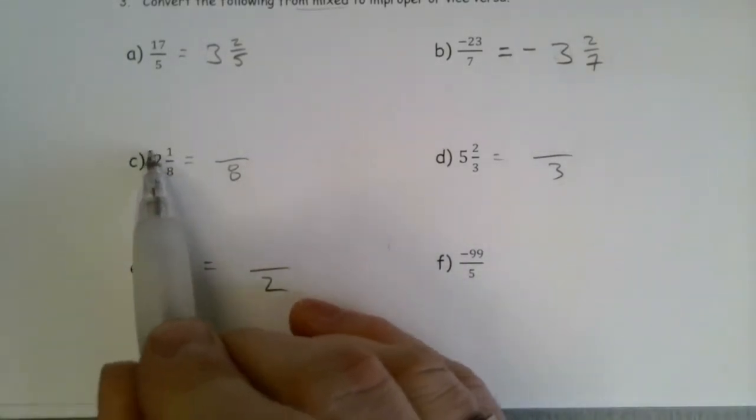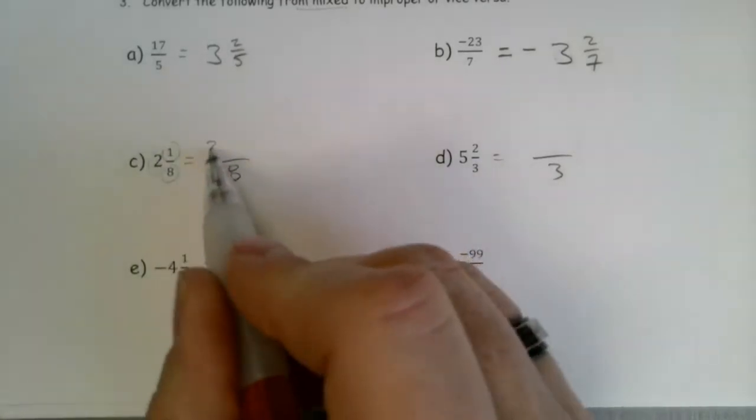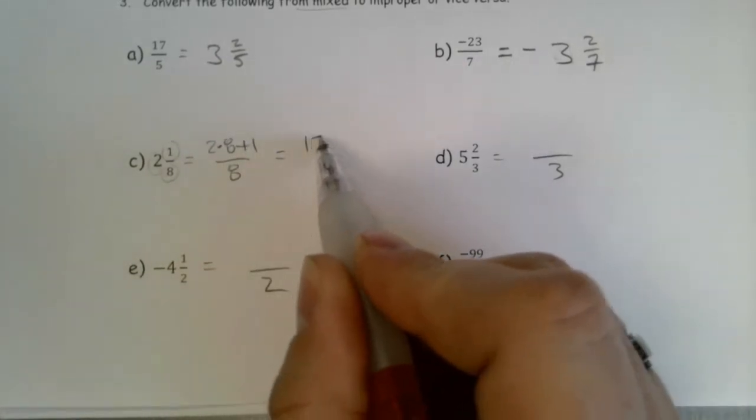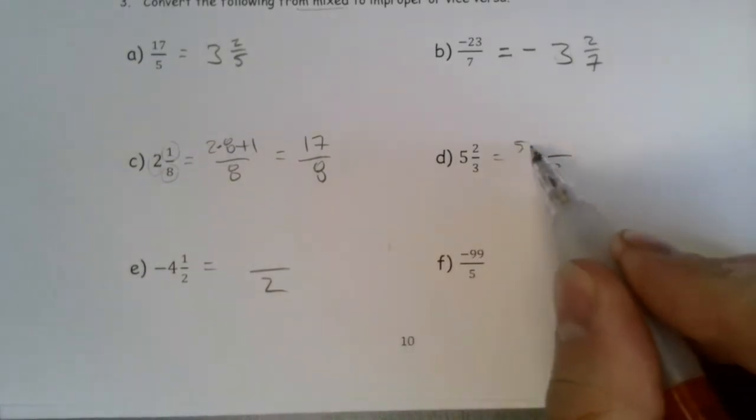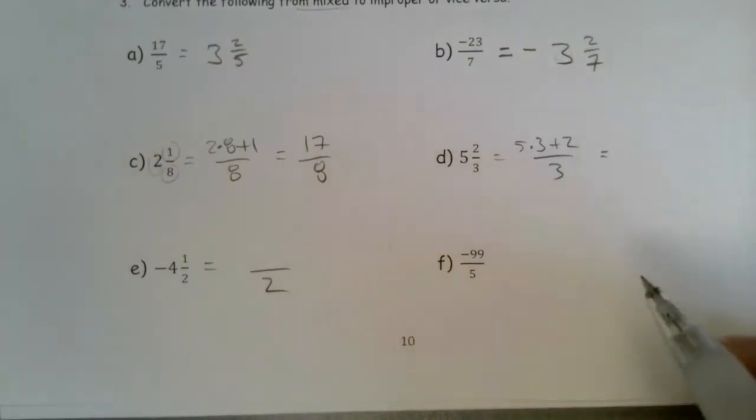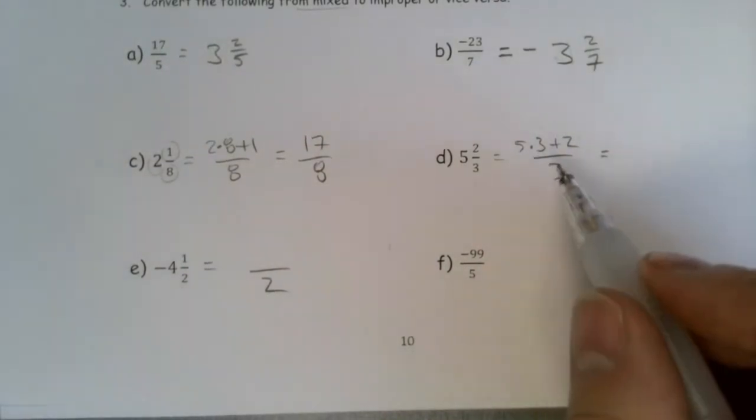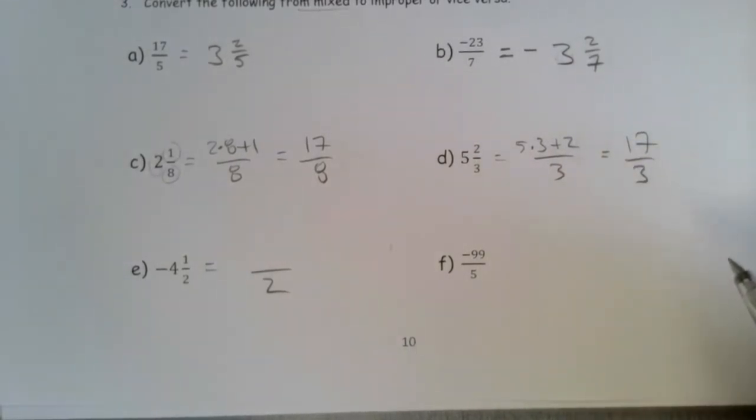And you do it by going whole, multiplied by denominator, add the numerator. So 2 times 8 plus 1. 2 times 8 is 16, plus 1 is 17, so 17/8. 5 times 3 plus 2. 5 times 3 is 15, plus 2 is 17. Okay? And so I get 17/3.